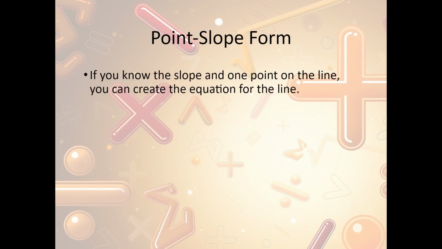Now what is point slope form? We use point slope form if we know the slope and one point on the line. We can still create the equation for the line even though we don't have the y-intercept. And here's how we do it. We know that slope-intercept form is y equals mx plus b. And we plug in the slope for m.